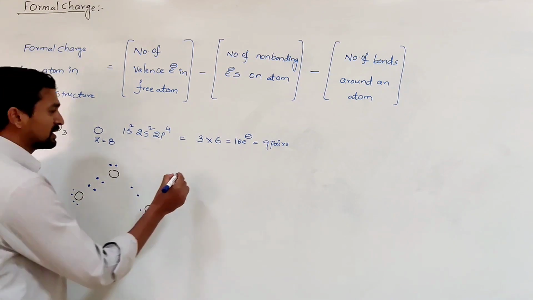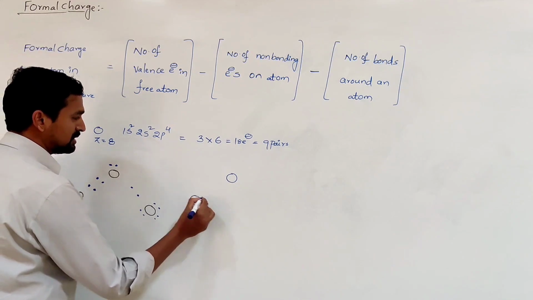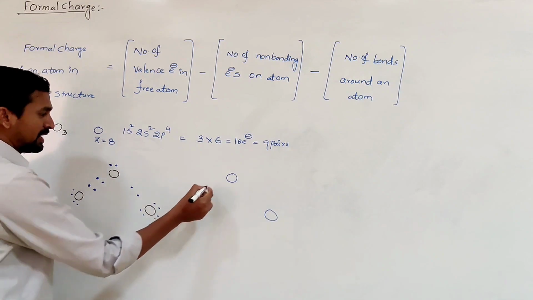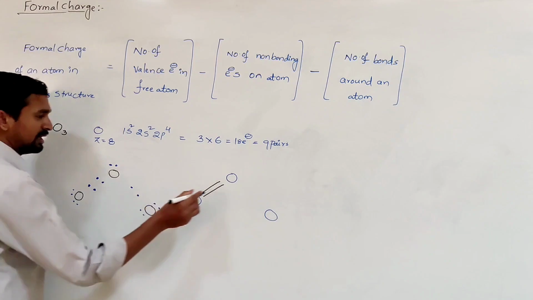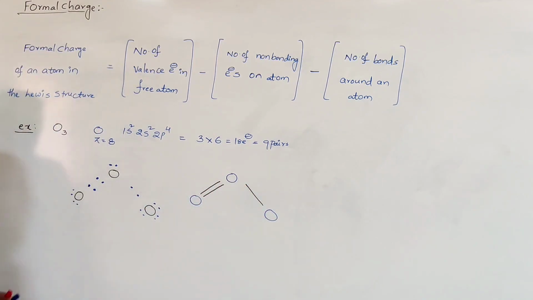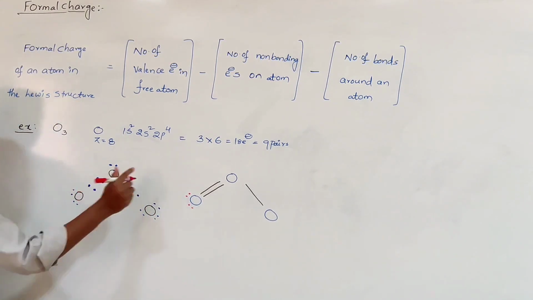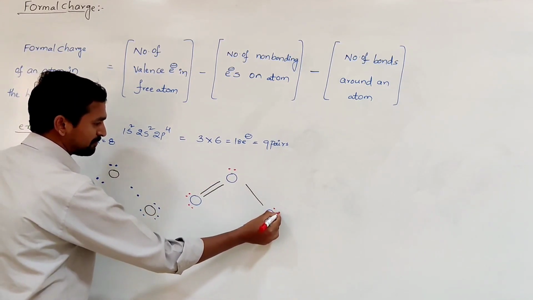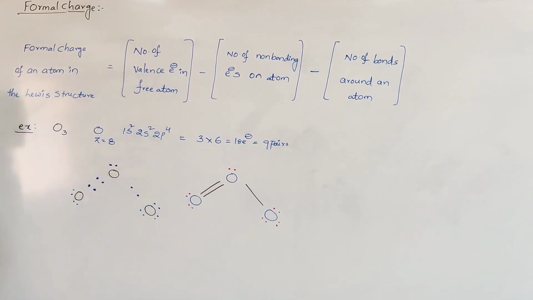So the structure I write here is simply: oxygen, oxygen and oxygen, and between these 2 oxygen atoms I write the double bond, written with 2 single lines, and here a single bond. And what lone pairs are present on these oxygen atoms? 2 lone pairs are present here, 1 lone pair here, and 3 lone pairs here. Like that, first we need to write the Lewis structure.